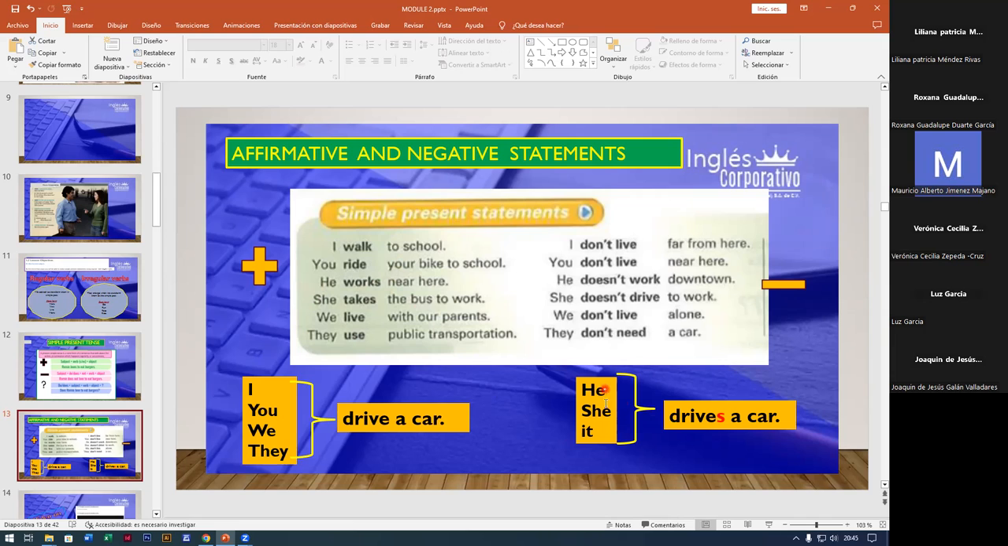¿Cuándo nos referimos a he, she, and it? Question in this part? ¿Preguntas hasta acá? ¿No questions? Yo tengo una pregunta. Yes, tell me.